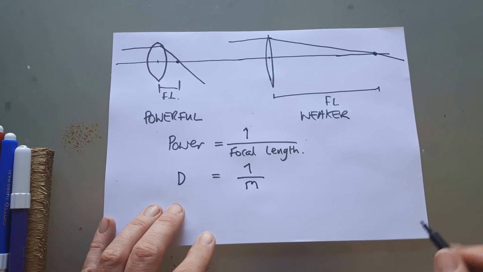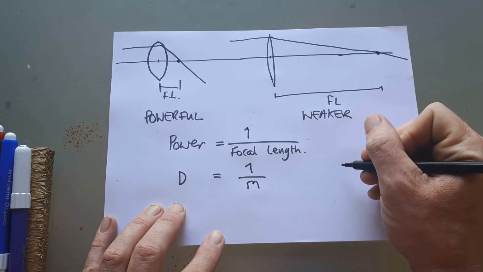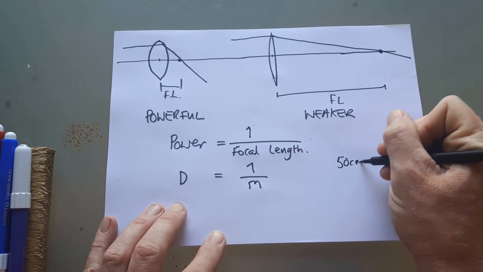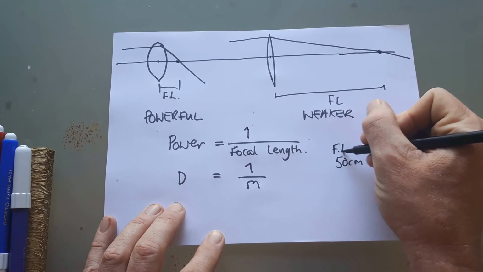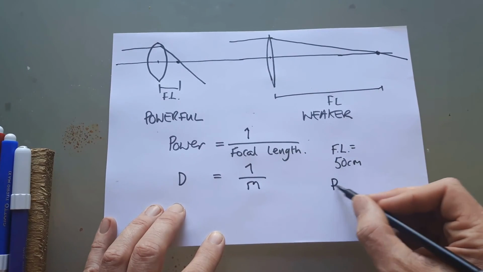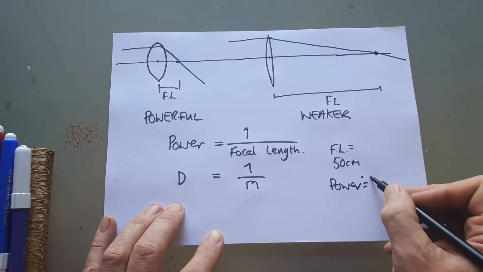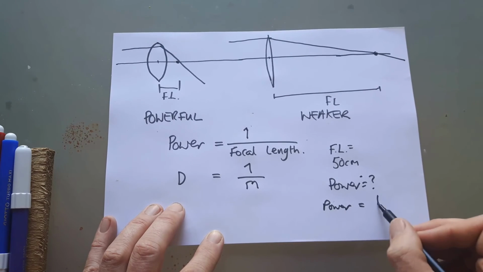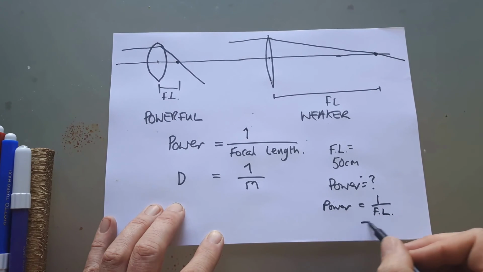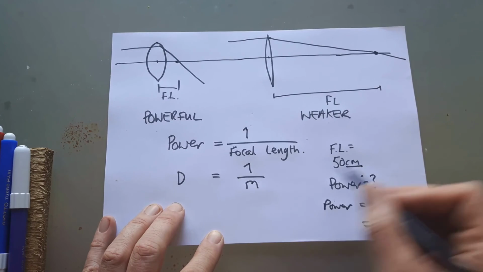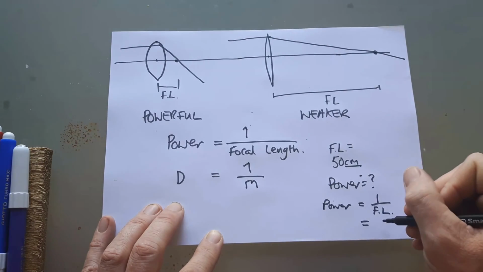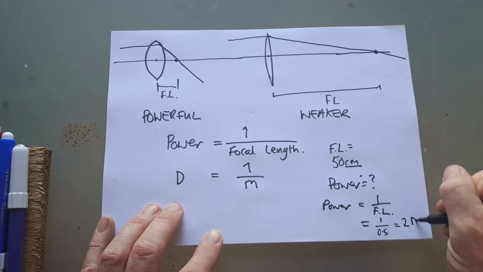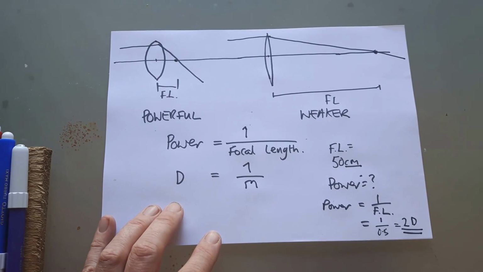So for example, if the focal length of the lens is 50 centimeters, what is the power? So power equals 1 over the focal length. Focal length has been written in centimeters, we need to turn it into meters, so 1 over 0.5 equals 2 diopter, and that's the power of that lens.